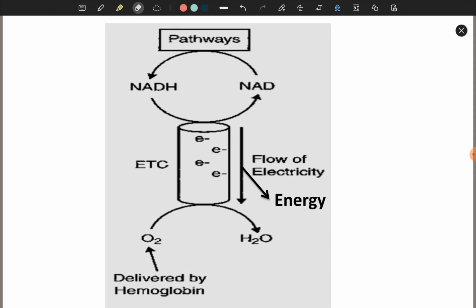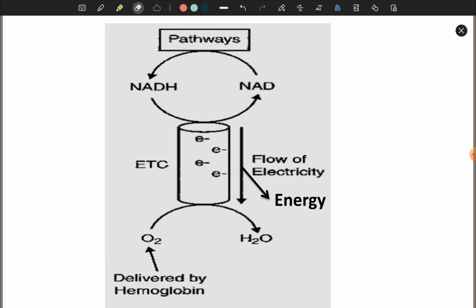That's why we breathe oxygen in the first place. The electrons end up on oxygen to become water, and the energy released is used to generate ATP or released as heat to maintain your body temperature within a normal range. Okay, this is the summary about the electron transport chain and how it works.